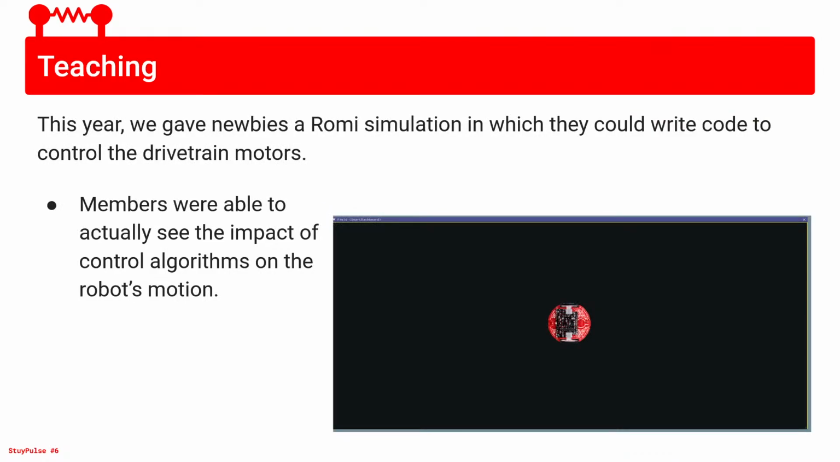We created a simulation of a Rami for the newbies. If you don't know what a Rami is, it's just a phone with two programmable wheels. All that means is that we give newbies a simulation of this Rami. And now with the simulation, they can test without having to ask us for a robot.